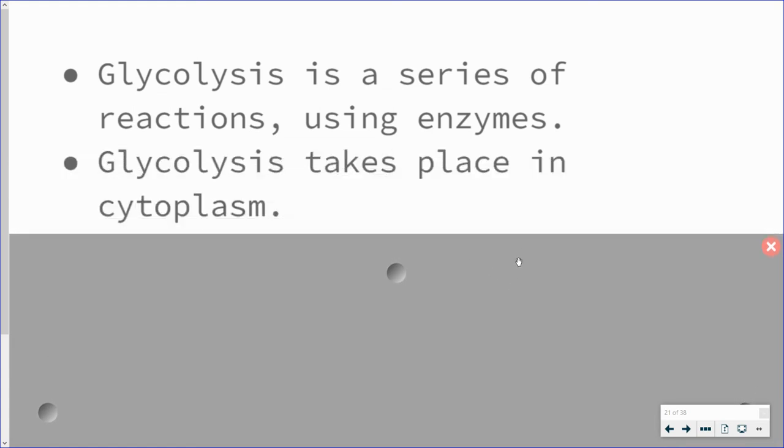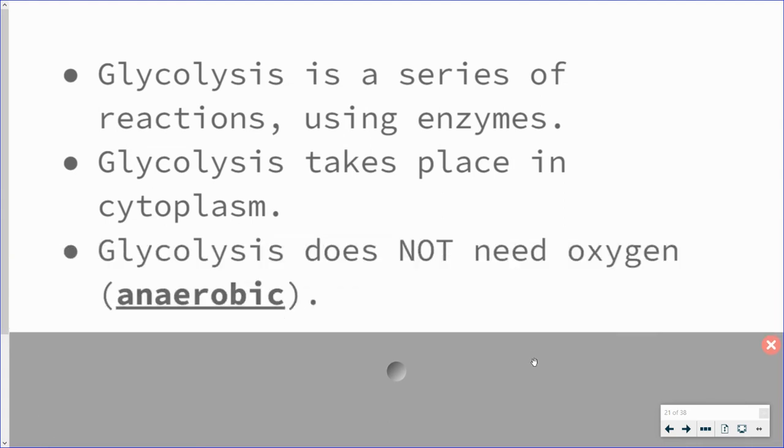It takes place in the cytoplasm of the cell. So this part actually is outside the mitochondria. And it does not need oxygen. So glycolysis happens whether you have oxygen or not. That's why glycolysis is the first step in both aerobic and anaerobic respiration.